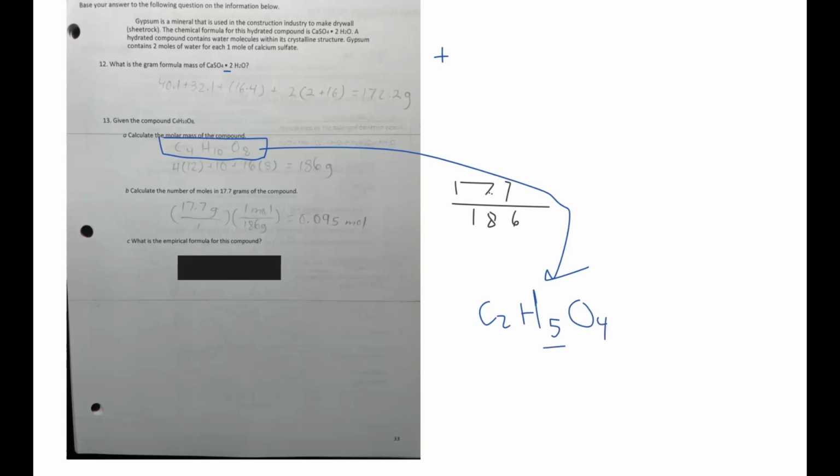What is the empirical formula? What is the most condensed version of C4H10O8? Let's see what we can do here. What is the common factor between 4, 10, and 8? That would be 2. So we get C2H5O4. Since 5 is odd, there's no common factor between these, so that is our empirical formula.